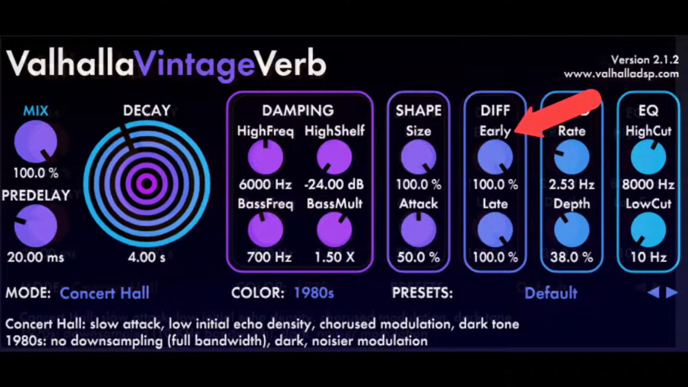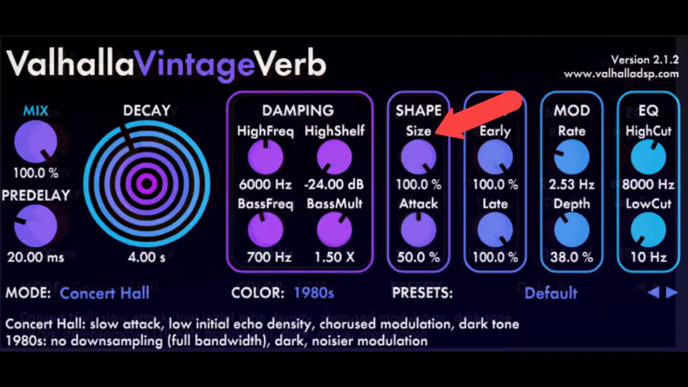Early reflections. On Vintage Verb, this is found under diffusion. The early reflections are the first reflections heard after the audio begins. Also under diffusion, you will see the word late. This represents the main reverb that occurs after the early reflections. The controls essentially allow you to change not just the volume, but also the relationship between the early and late reflections.